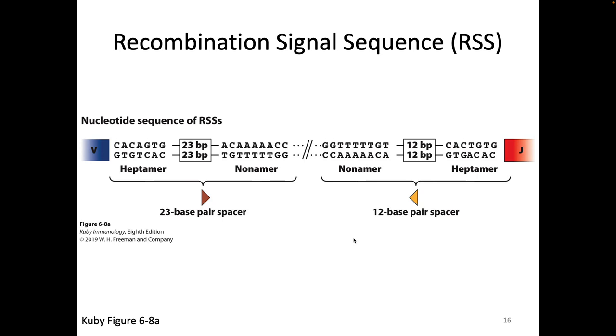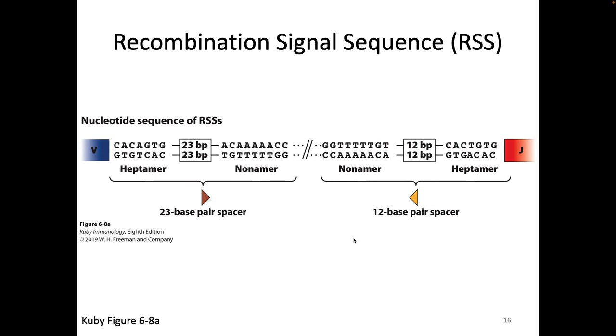There are two different kinds of RSSs shown here. One kind has something known as a heptamer, which is this conserved seven base pairs of CACAGTG. Then there's a spacer of 23 base pairs, and they can be any 23. Then there's a nonamer, ACAAAACC. So we usually will refer to this whole thing, the heptamer, the spacer, and the nonamer, together as the 23 base pair RSS.